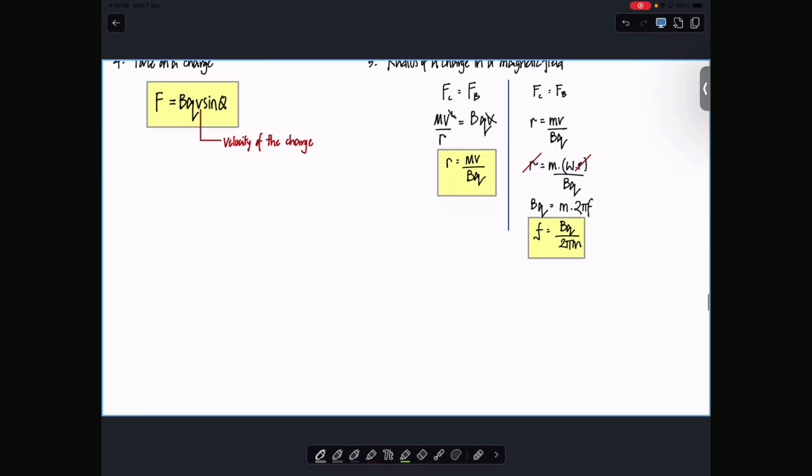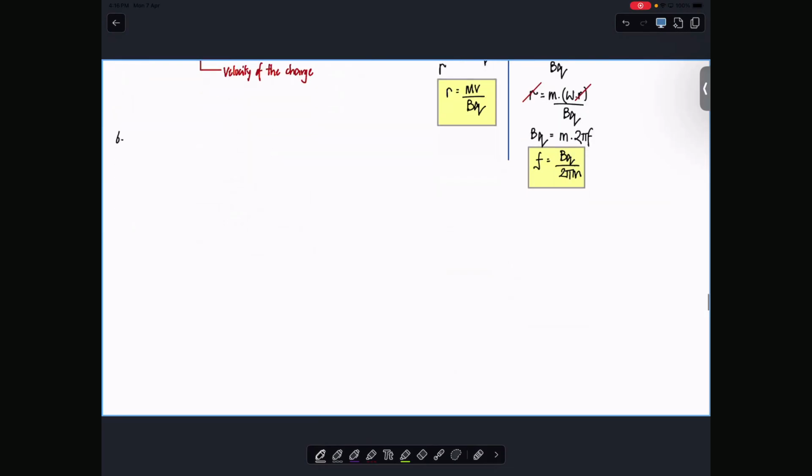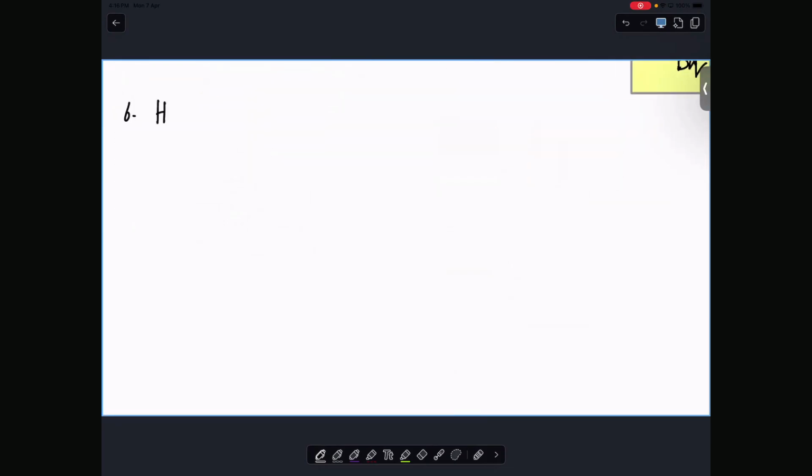Right, number 6. Number 6 is Hall voltage. All right, let's look into Hall voltage. So before we get into Hall voltage, can anyone give me an explanation of what a Hall voltage is?